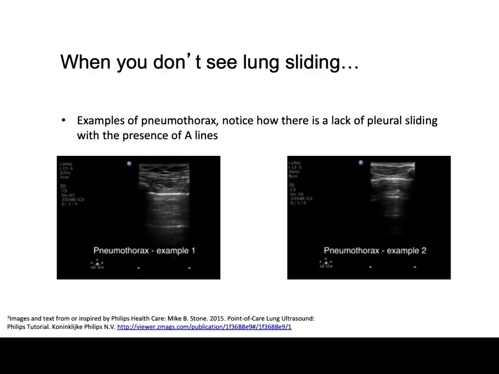What happens when you don't see lung sliding? Well, depending on your patient's clinical history, this may be indicative of a pneumothorax, though there are other pathologies that can cause a lack of lung sliding outside of pneumothorax. Here are two examples of patients with pneumothorax using the linear probe to evaluate the pleural surface. Here you can see a lack of pleural sliding with the presence of A-lines.